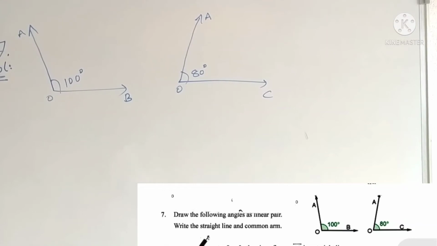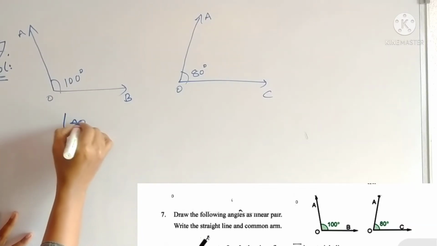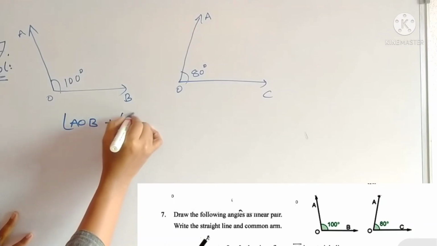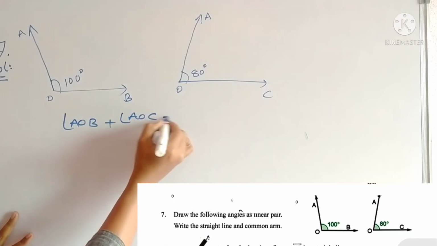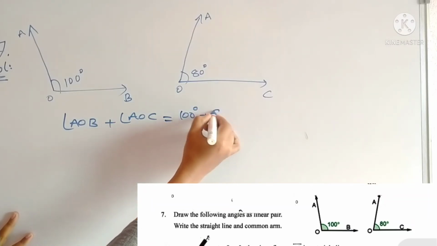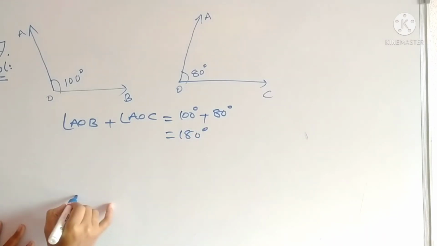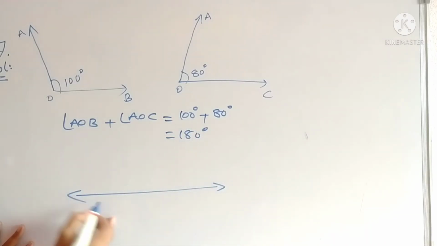Seventh problem. Draw the following angles as a linear pair. Write the straight line and common arm. So here they have given us two figures. So we have to draw these as a linear pair. So angle AOB plus angle AOC, where AOB is 100 degrees and AOC is 80. So their sum is 180. So we can draw them as a linear pair.